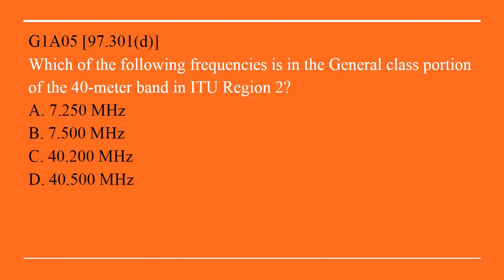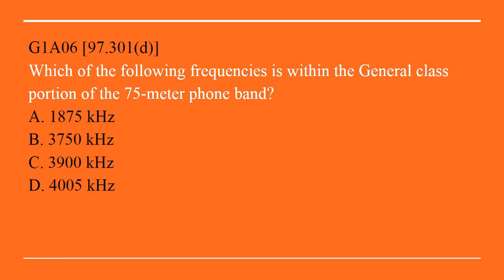G1A05. Which of the following frequencies is in the general class portion of the 40 meter band in the ITU region 2? A. 7.250 megahertz, B. 7.500 megahertz, C. 40.200 megahertz, or D. 40.500 megahertz. Correct answer here is A. 7.250 megahertz.